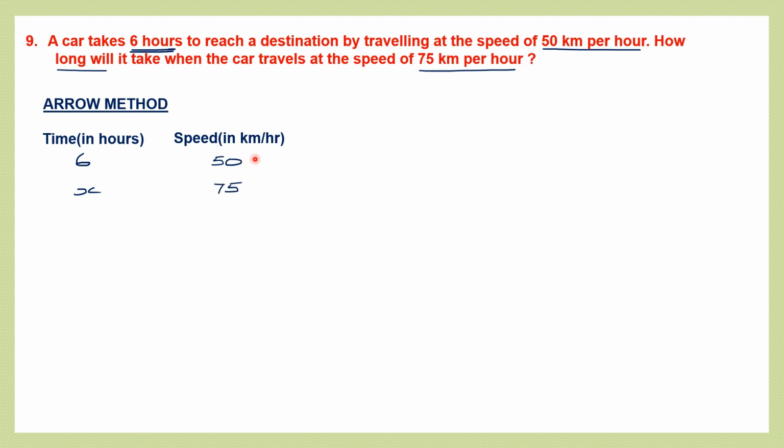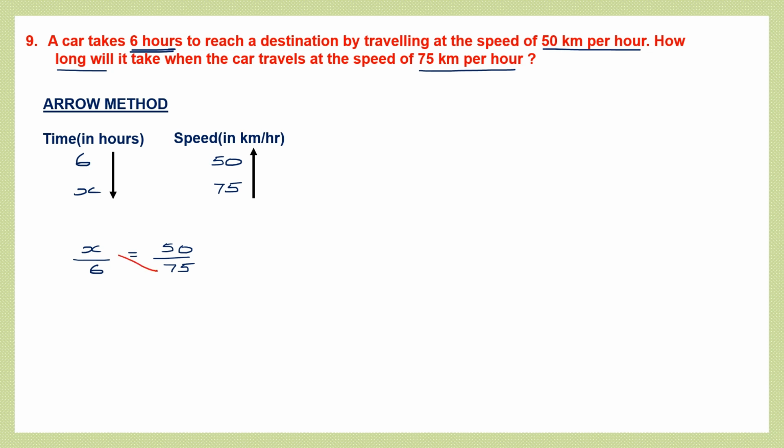So here the speed has increased. Now when the speed has increased, the time needed will be less. So speed has increased, the time is going to decrease. So this is inverse variation. So our arrow marks should point in the opposite direction. So we have one arrow here and one arrow here, both pointing in the opposite directions. Now what is close to the arrowhead, write that as your numerator. x by 6 is equal to 50 by 75.